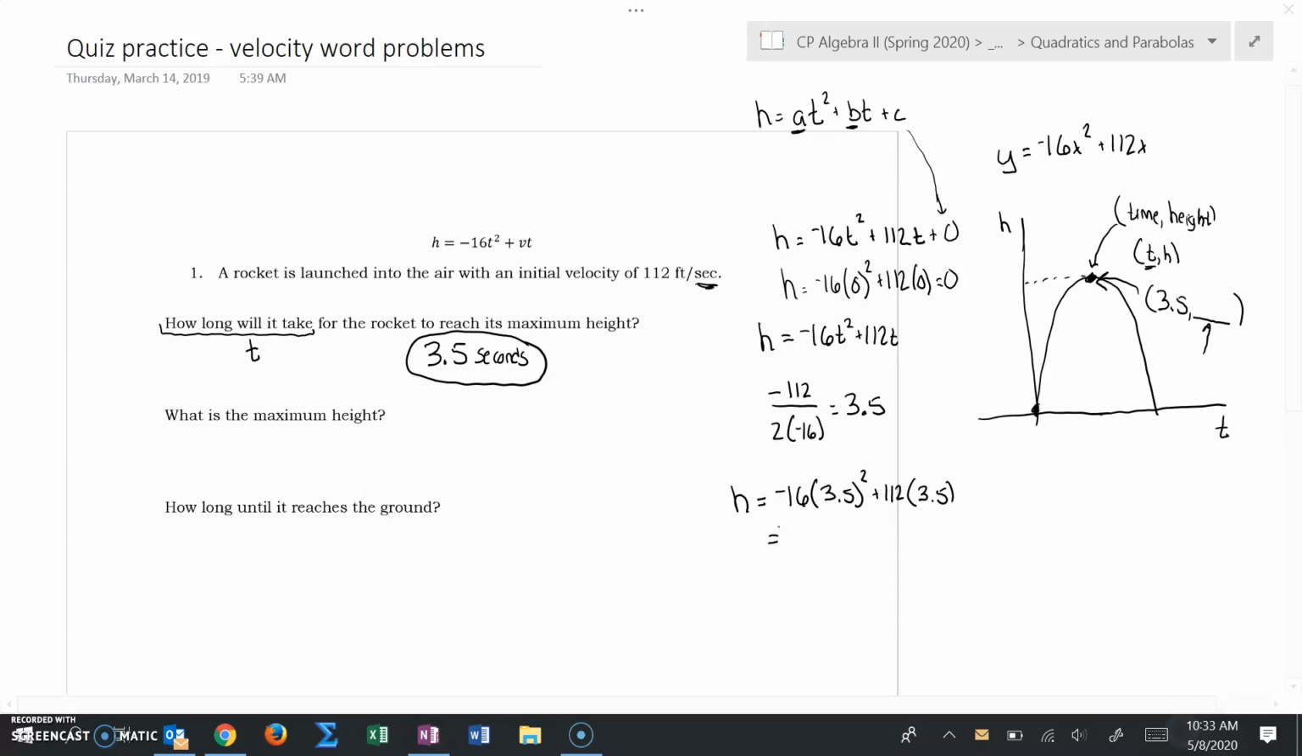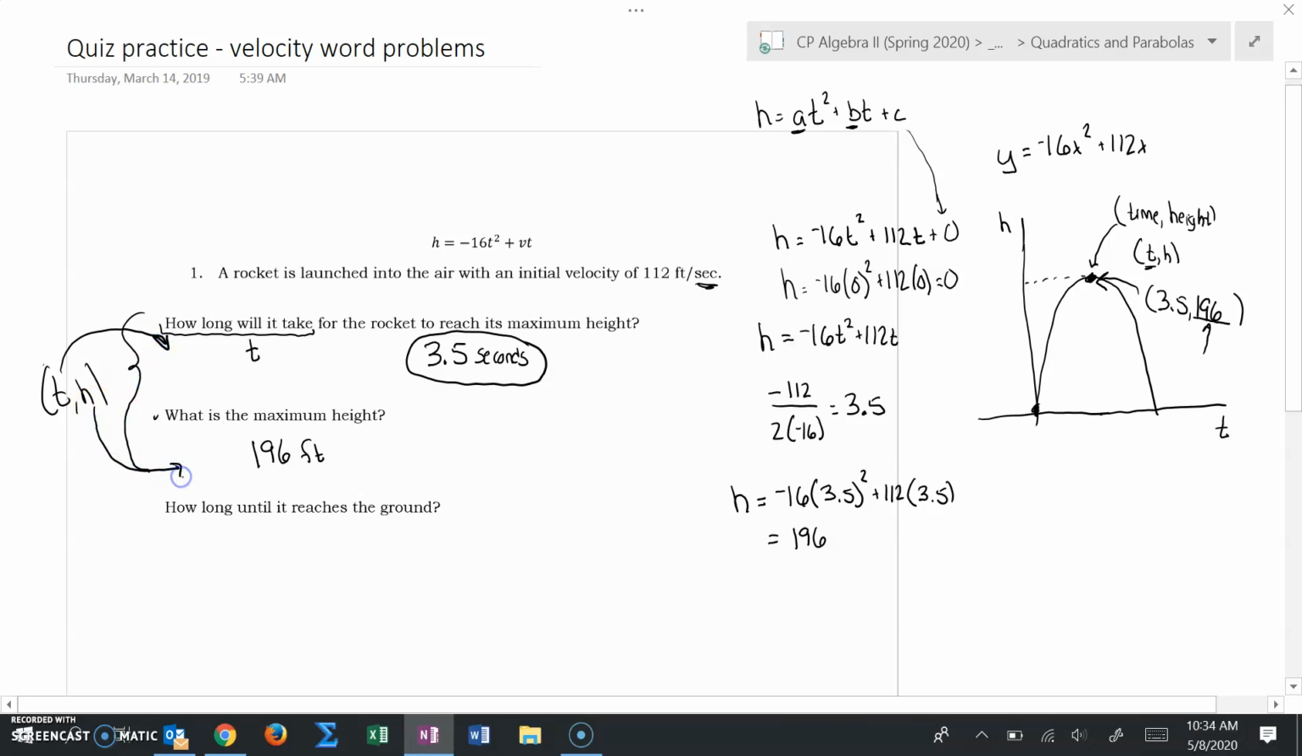And we end up getting 196. And that's going to be the maximum height. So these two pieces here are simply your vertex. This is your t comma h. So the time from the vertex and the height at the vertex.